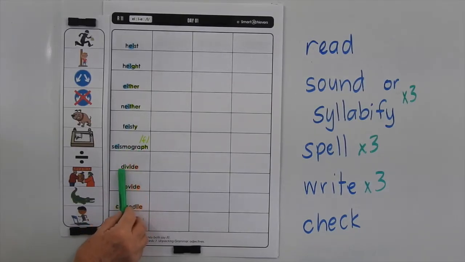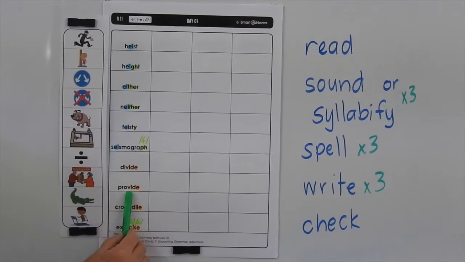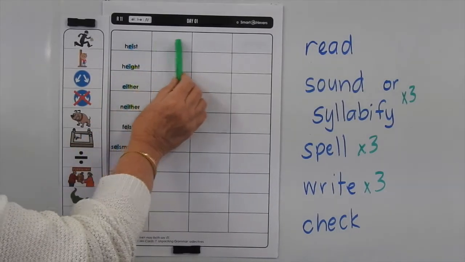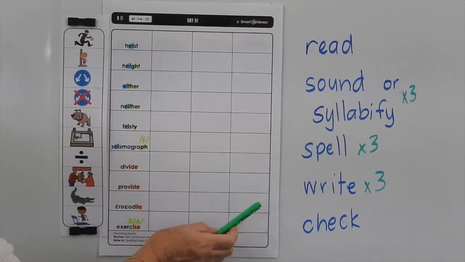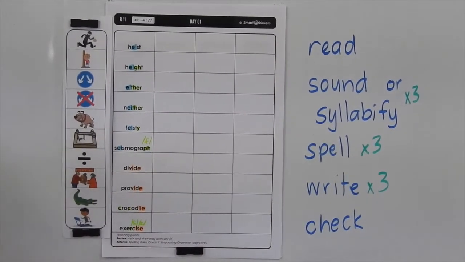A seismograph is an instrument that measures movement in the earth, and commonly these are earthquakes or earth tremors. Divide is when we break things or separate things into parts, usually equal parts. Provide is when we supply or give something to someone. A crocodile is a semi-aquatic reptile. And exercise is an activity requiring physical or mental effort. So you can finish that page by writing the words 3 times next to each one and checking as you go to make sure you spelt them correctly.